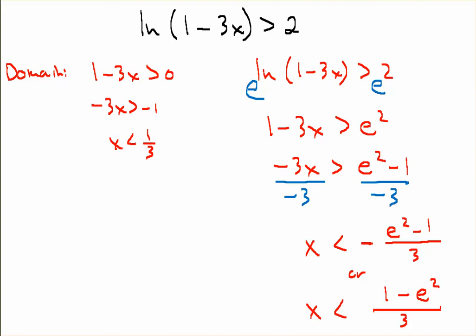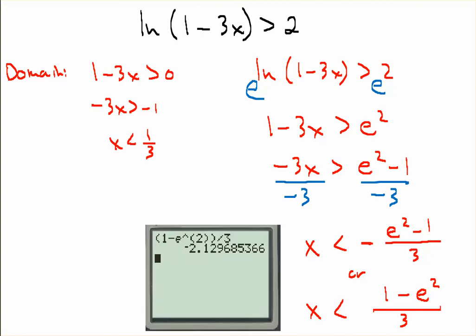Awesome. Okay, cool. Punching in the calculator should give you about -2.129685366. So at least now I know. Let me start my graph again. So that means 1/3 is about right here. It goes that way to the left, is that right? To the left, right?